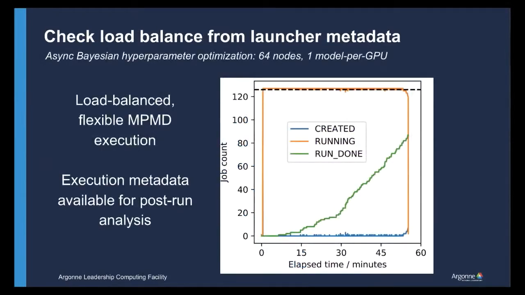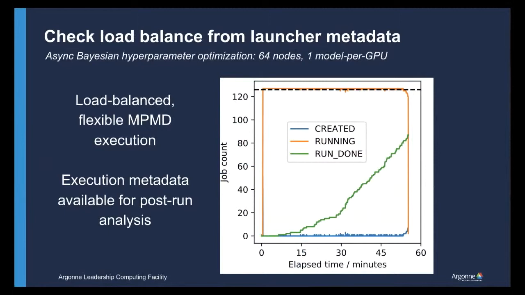And then finally, when you run with the launcher, a lot of timing data at the ensemble job level is collected for you. The applications run unmodified without any instrumentation, but we collect a lot of data. So in this example, from a hyperparameter optimization run on Cooley, this is an example of the execution profile that you get from a run.